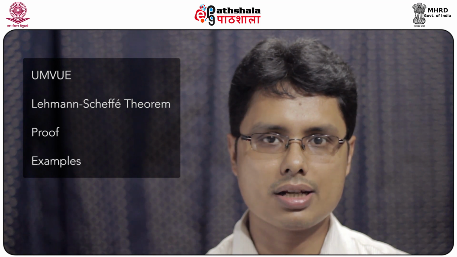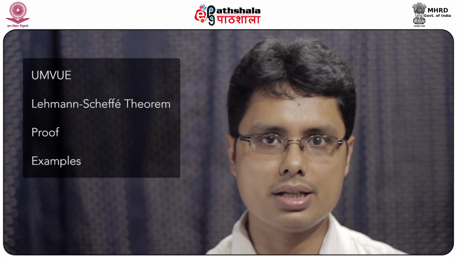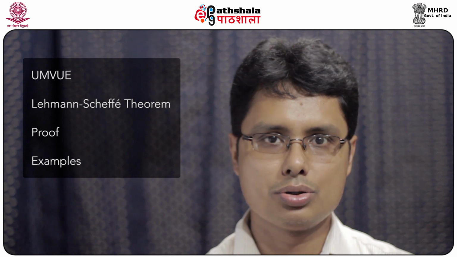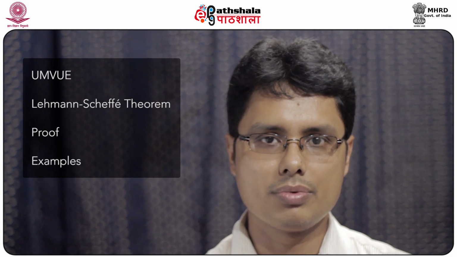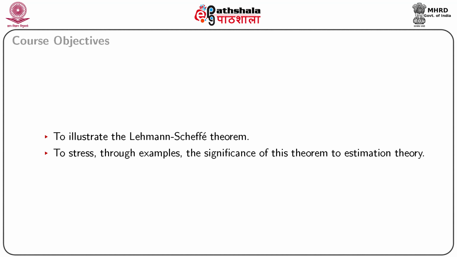The associated theorem was established by Lehmann and Scheffé in the year 1950, and it is popularly known as the Lehmann-Scheffé theorem. We shall present a formal proof of the theorem, and we shall consider several examples where one can apply this theorem to determine a uniformly minimum variance unbiased estimator.